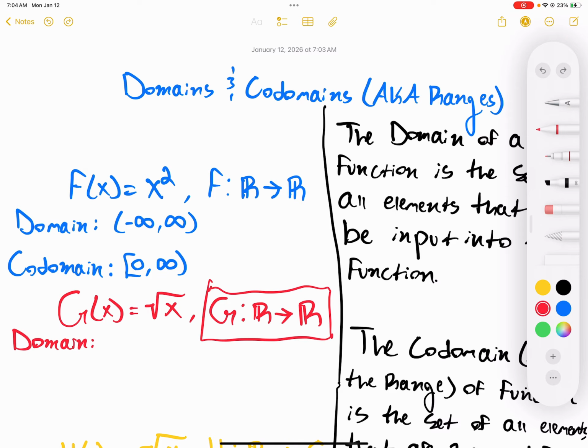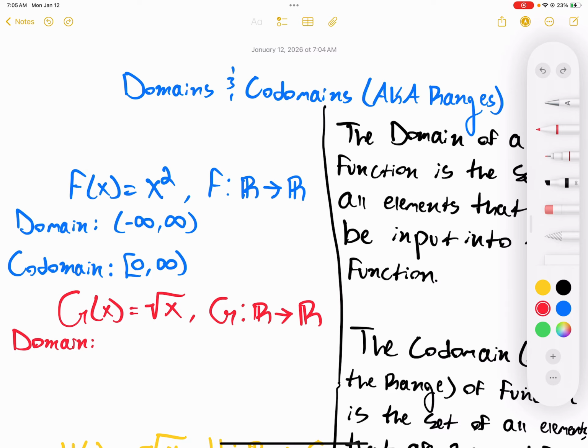Because of this definition here, we know that our input can't just be anything. It can only be the real numbers that map to real numbers. And the real numbers that map to other real numbers for this function, g of x, that's going to be any non-negative input.